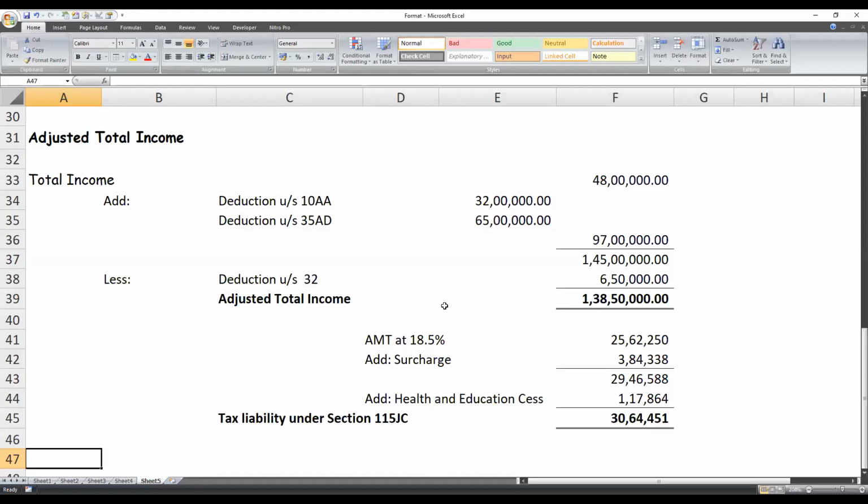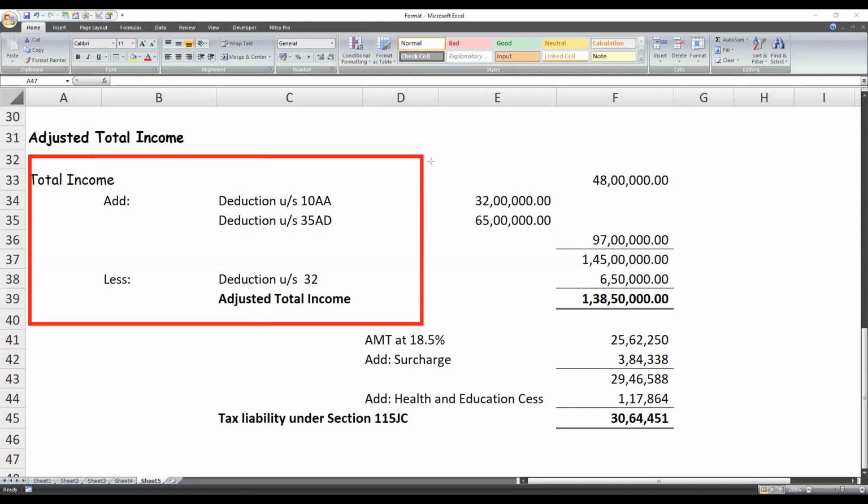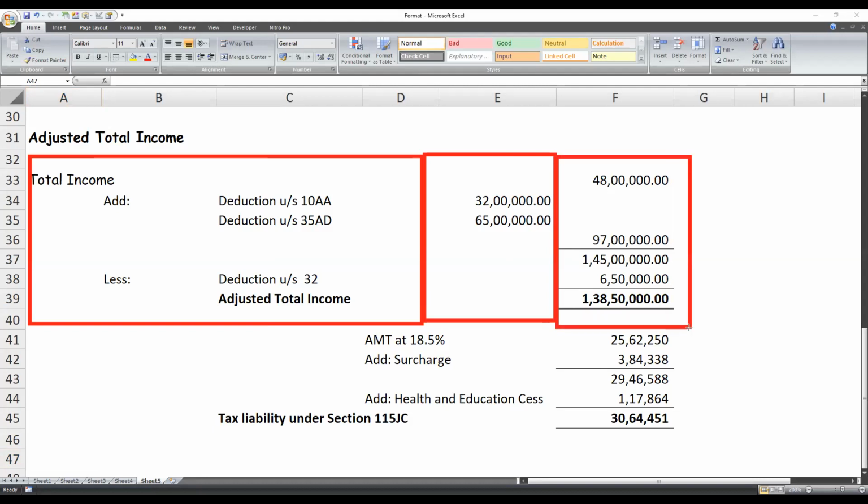So here I have not drawn boxes. Please be specific about the format you are following. So this will be the particulars column. Here again we'll have one more amount in rupees. Again, this will be a separate final amount in rupees column.